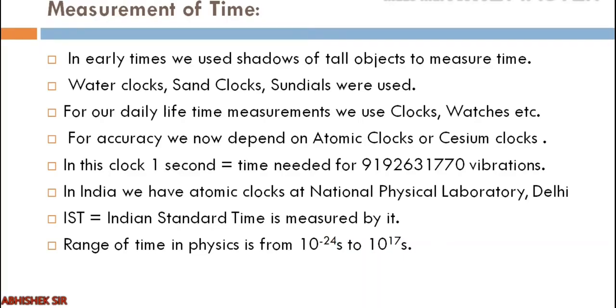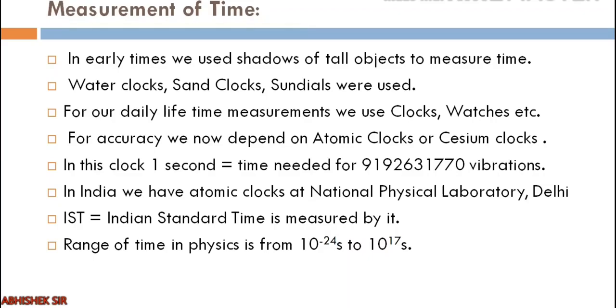In atomic clocks, how are we measuring 1 second? 1 second is the time needed for 9,192,631,770 vibrations. Right? If this much vibration happens, then the time taken is called 1 second. See how accurate physics is, how accurate and precise technology is. Here in India, we have atomic clocks at the National Physical Laboratory, Delhi, and it helps us to measure and keep a record of Indian Standard Time.